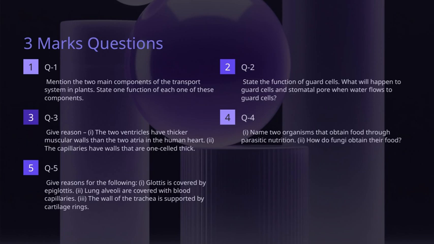On the other hand, why are capillary walls only 1 cell thick? This thin wall facilitates easier and faster exchange of gases, nutrients, and waste products between blood and tissues.